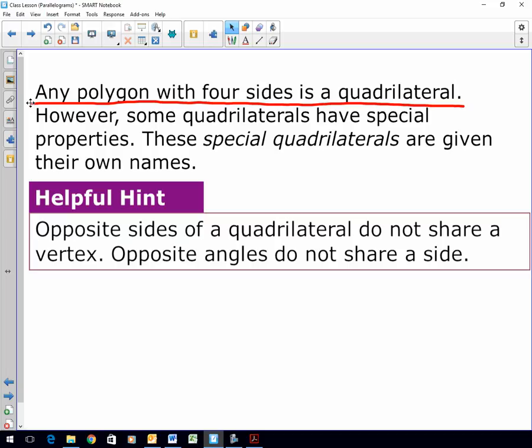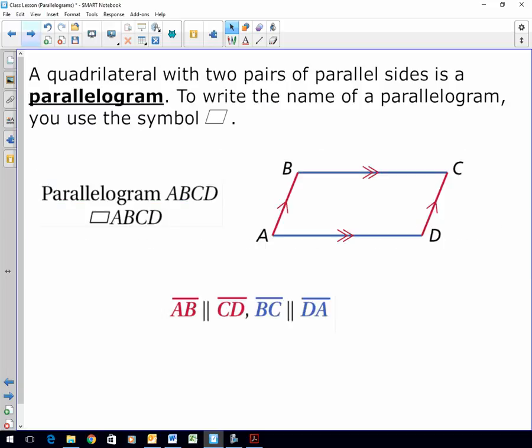All right. Some quadrilaterals have special properties. We call these special quadrilaterals. They're given their own names. Opposite sides of a quadrilateral do not share a vertex, and opposite angles do not share a side. Let's talk about one of these. One of these special quadrilaterals is called a parallelogram.